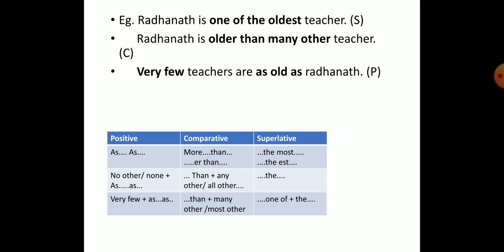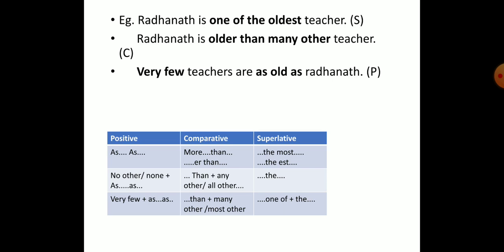Absolutely, in the comparative it will become: Radhanath is older than many other teachers. Or you can say, Radhanath is older than most other teachers. That is the comparative. Obviously you can see the "er", and then you can see "many other" or "most other". In this case, if I want to make it positive, will my positive start with "no other" or "none"?